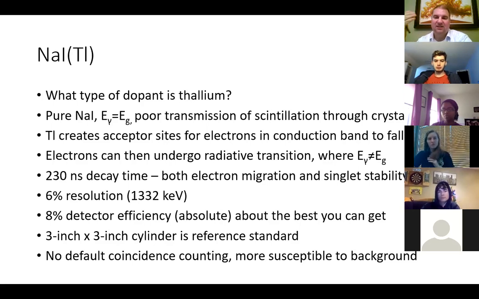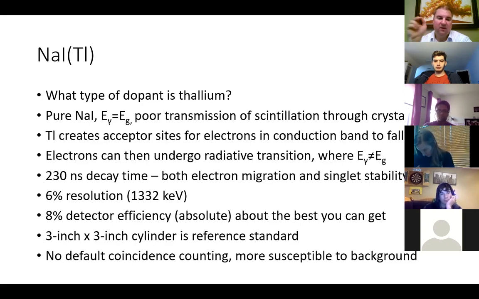The absolute detector efficiency, assuming that a gamma ray enters the sodium iodide doped with thallium crystal, 8% is about as high as you can get for your absolute efficiency. So that's the probability, overall probability, that any gamma ray entering that crystal is going to interact and deposit energy, okay? And that 8% is typically done with a 3-inch by 3-inch cylinder. So it's a 3-inch diameter and a 3-inch height for our crystal cylinder for the sodium iodide doped with thallium, okay?